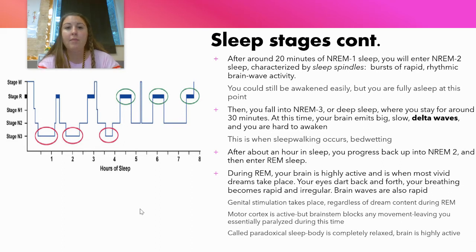Also during this time, whether you're male or female, this happens for everyone, genital stimulation will take place during REM, regardless of the dream content. Your motor cortex is active, but the brainstem blocks all movement, leaving you essentially paralyzed during this time. And again, this is called paradoxical sleep, because the body is completely relaxed, but the brain is highly active.